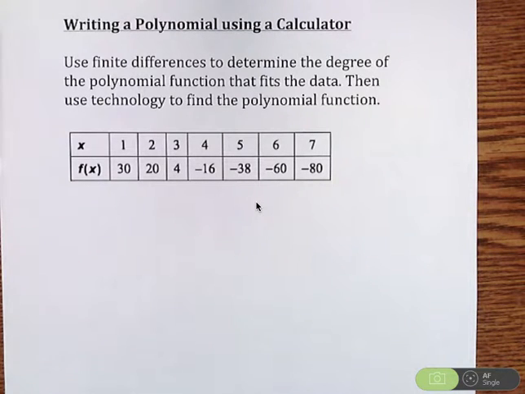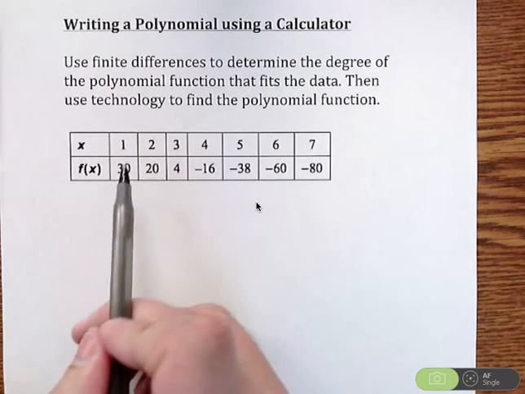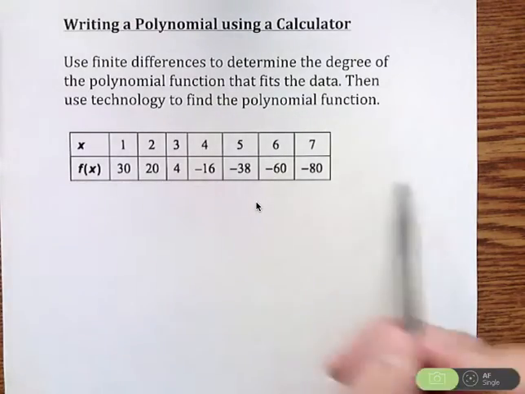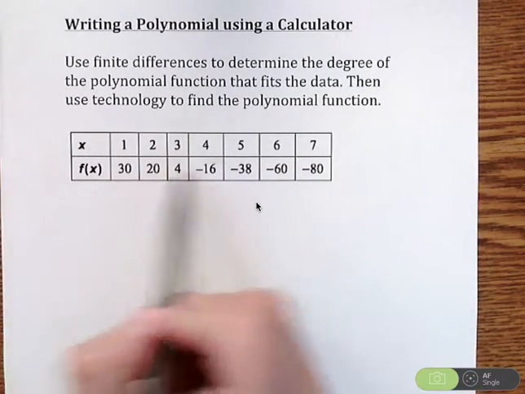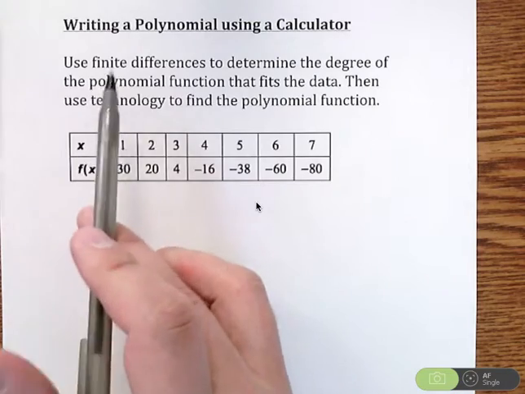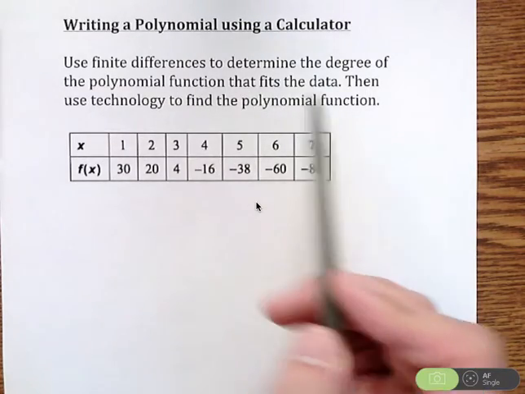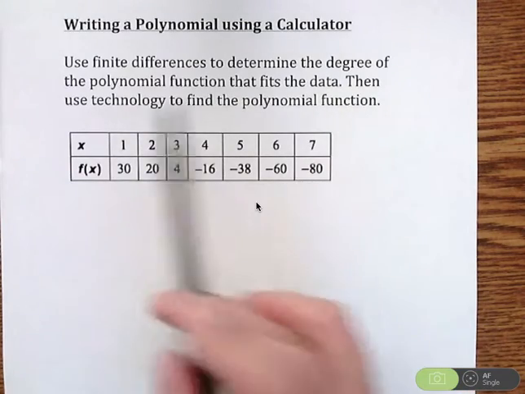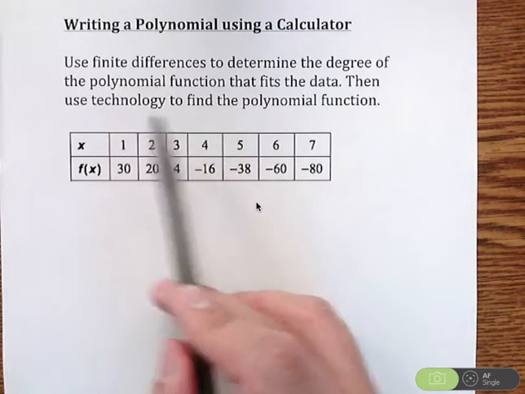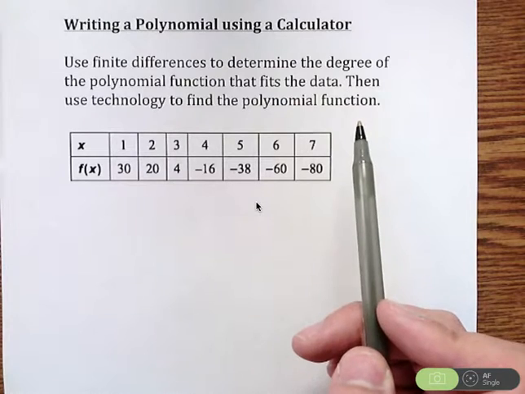All right, in this video, I'm going to show you how to write a polynomial using your graphing calculator. So we have a data set here, x and f of x, so that's like x and y. And directions say use finite differences to determine the degree of the polynomial function that fits the data. Then use technology, which is going to be our calculator, to find the polynomial function.